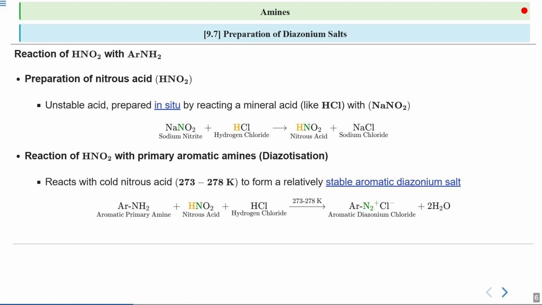When an aromatic primary amine reacts with nitrous acid and hydrogen chloride at a temperature range of 273 to 278 Kelvin, we get aromatic diazonium chloride and H2O. So you can say simply that nitrous acid reacts with a primary aromatic amine like aniline. This process is called diazotization. During diazotization, the aromatic amines react with cold nitrous acid to form a stable aromatic diazonium chloride.